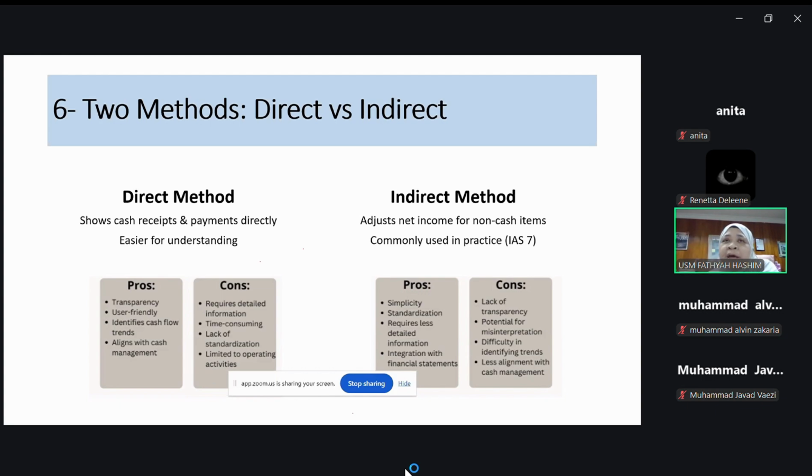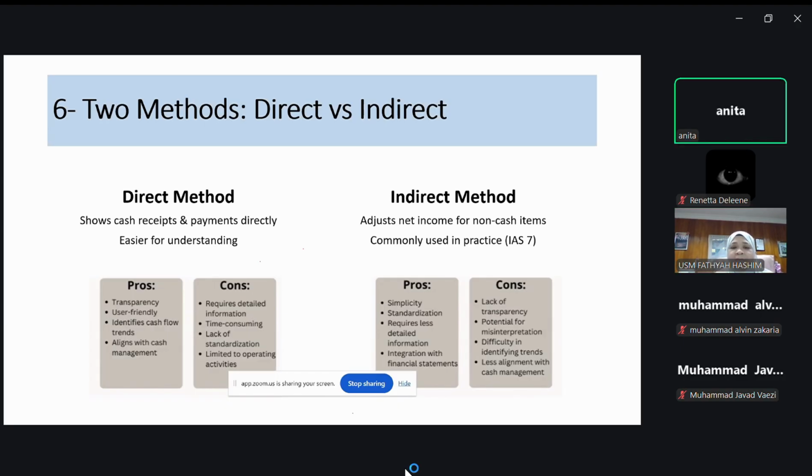So there are pros and cons, but the more popular method would be which one? What do you think, direct or indirect method? You can type your answer in the chat box, in the comment box there.